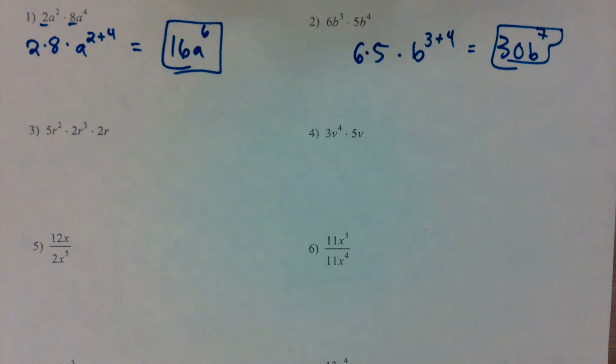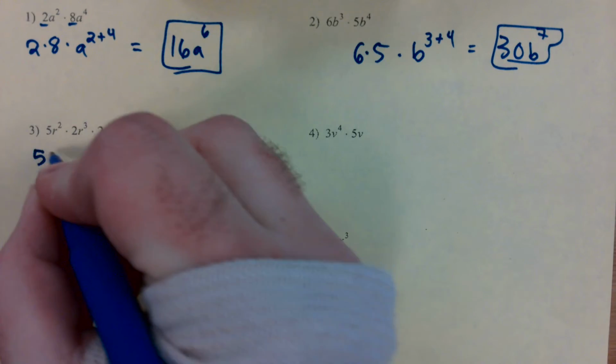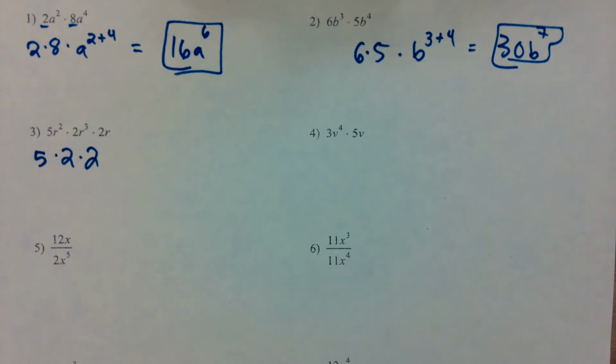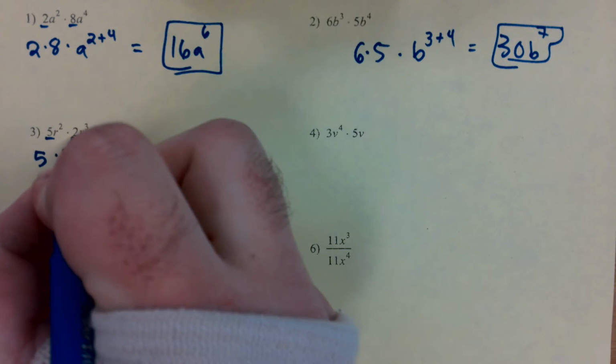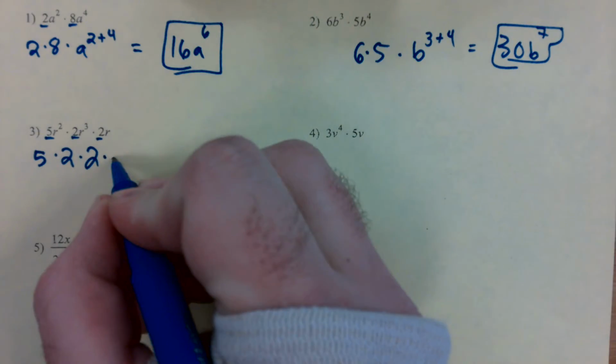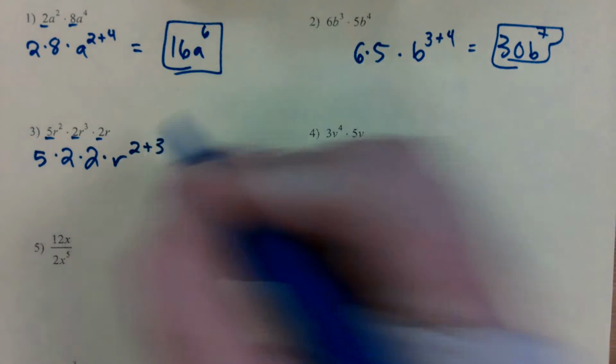Now number 3 is a little bit different because we have multiple terms in here. More than 2, I should say, but that's all right. Again, we're still going to do what we always do. Bring all the coefficients out in front. 5, 2, and 2. And then we got r to the 2 plus 3, right?